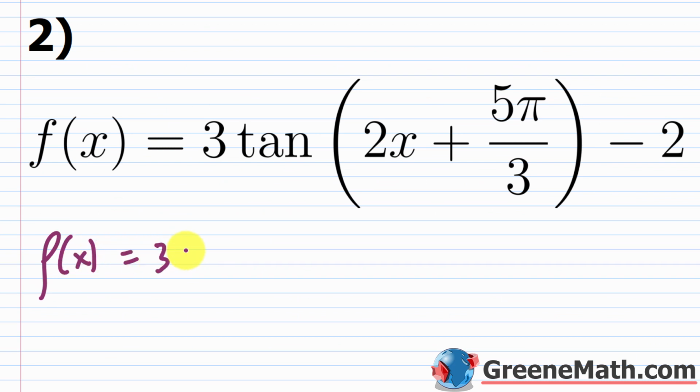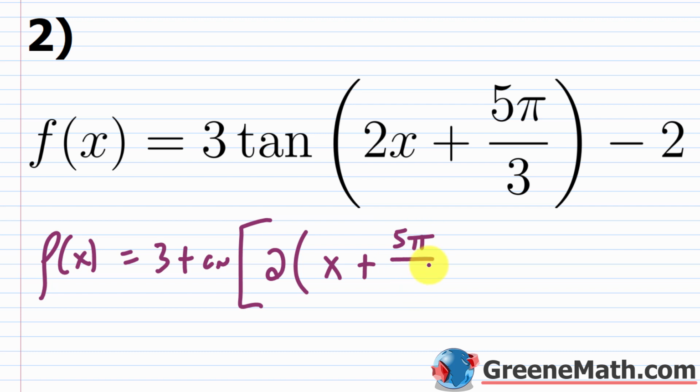So f of x equals 3 tangent of, pull out the 2. So inside you'd have x plus, again, if I pulled out a 2, how do I undo multiplication by 2? Well, I need to divide by 2 or multiply by half. So you can go 5 pi over 3 times 2, which is 6. In other words, when this gets multiplied here, 2 times 5 pi over 6 is going to put me back to 5 pi over 3. It's just like I did this.